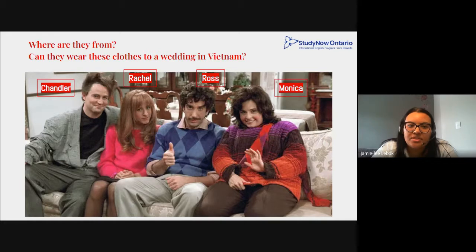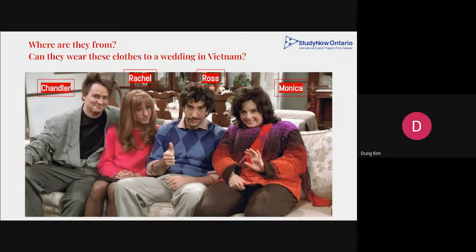Kim, do you think these four people could wear these clothes to a wedding in Vietnam? Beauty. I think yes. They can try to wear clothes of a wedding in Vietnam.